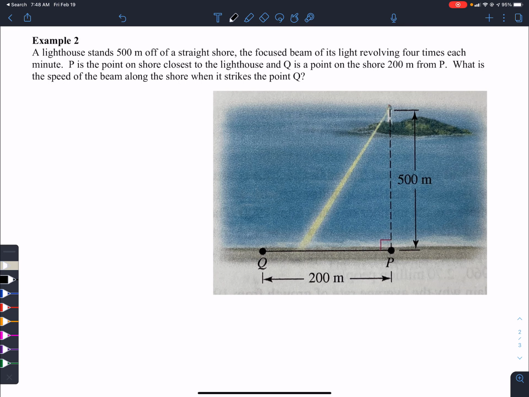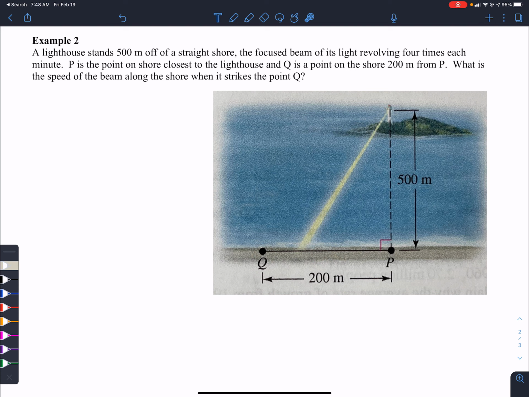This is the second example. So you have a lighthouse. There it is on an island. 500 meters, they label that, from the shore. So point P is that perpendicular point on the shore. Q, we are told, is 200 meters away from P.